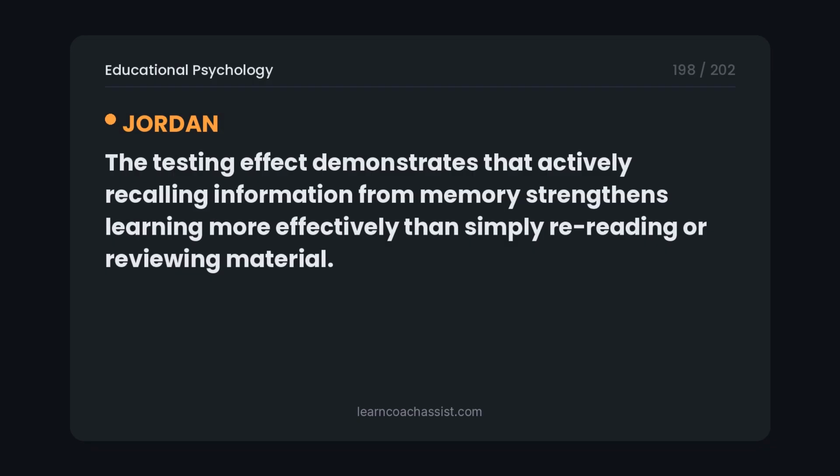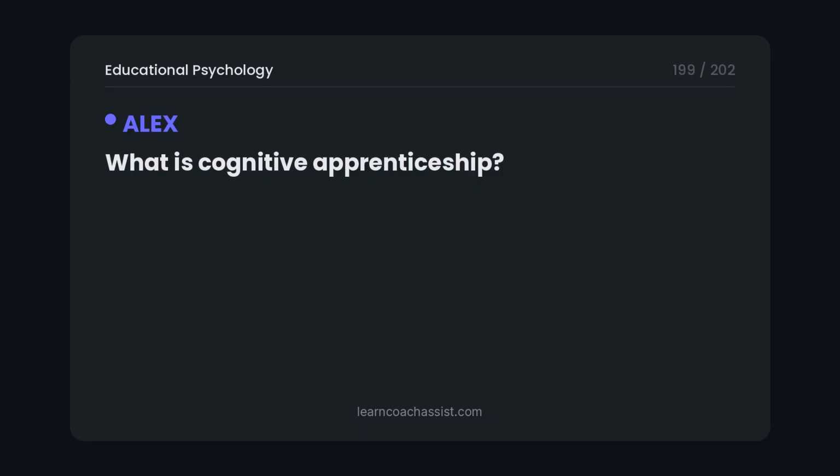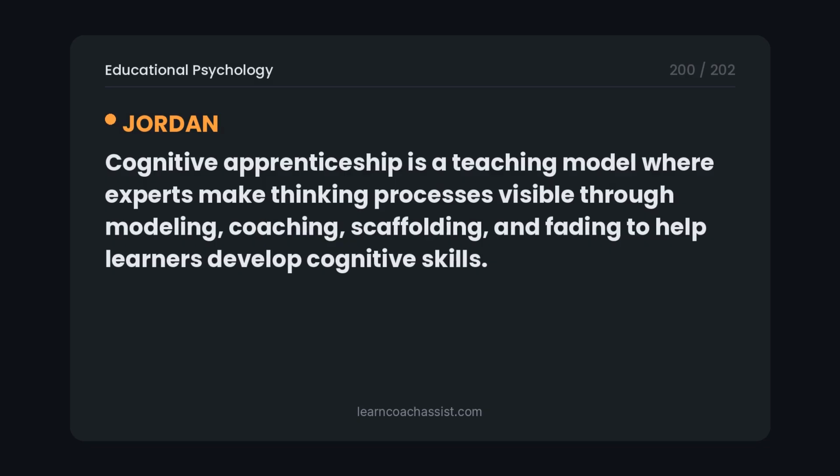What is the testing effect, retrieval practice? The testing effect demonstrates that actively recalling information from memory strengthens learning more effectively than simply rereading or reviewing material. What is cognitive apprenticeship? Cognitive apprenticeship is a teaching model where experts make thinking processes visible through modeling, coaching, scaffolding, and fading to help learners develop cognitive skills.